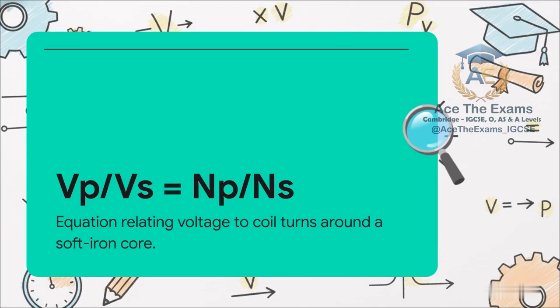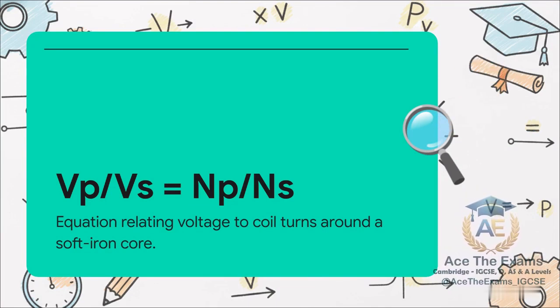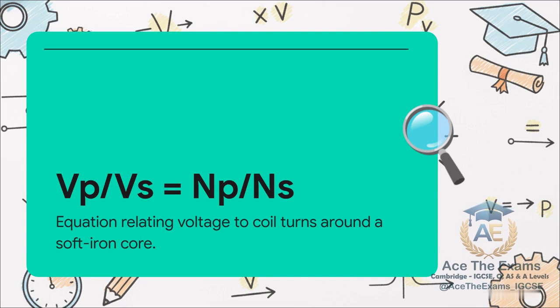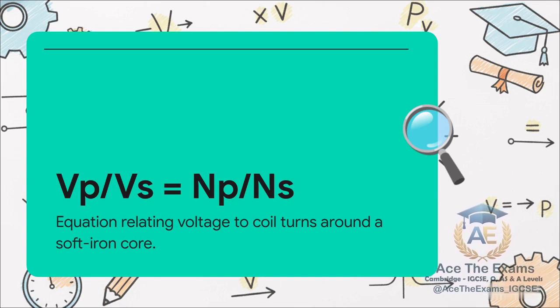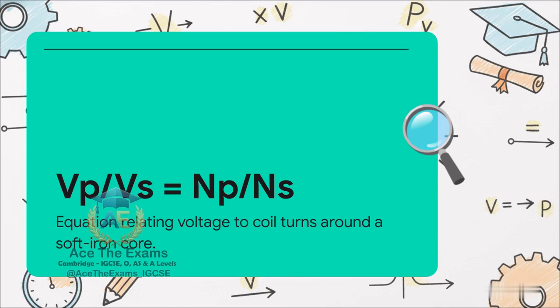Now, the absolutely crucial point is mastering this exact equation and deeply understanding the soft iron core construction. Primary voltage divided by secondary voltage equals primary turns divided by secondary turns. It's elegant, it's simple, but why a soft iron core? Guys, this is a classic examiner trap. So many students just write "to make the transformer work."